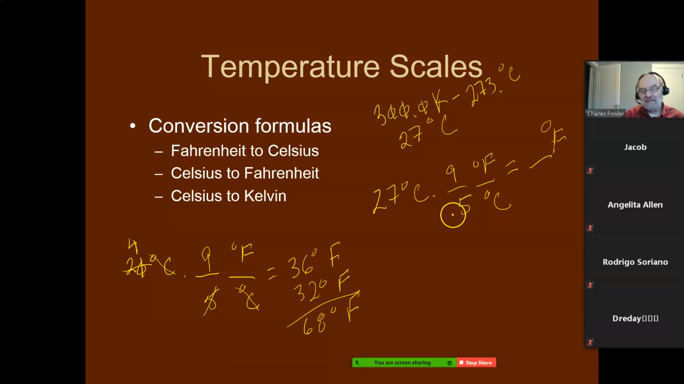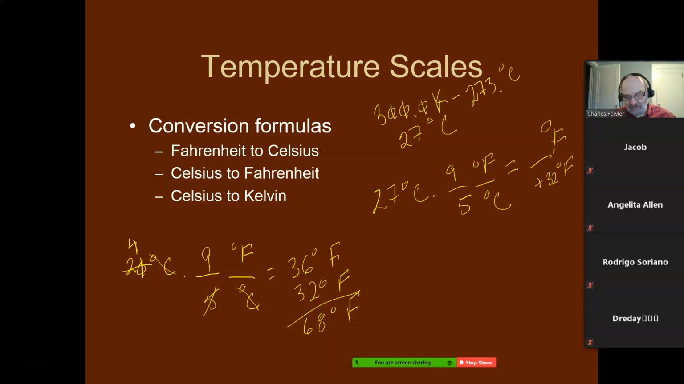Okay, now this isn't going to be as easy to do in my head, so I'm going to have to hope the calculator works. But this gives you how many Fahrenheit degrees above freezing you are, and then you add to that 32 degrees Fahrenheit, and that gives you your actual temperature in Fahrenheit. And by the way, 27 degrees Celsius is well above room temperature. Remember, 20 degrees Celsius is room temperature, so this should be something greater.